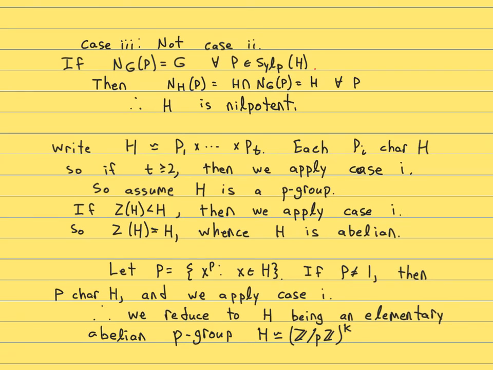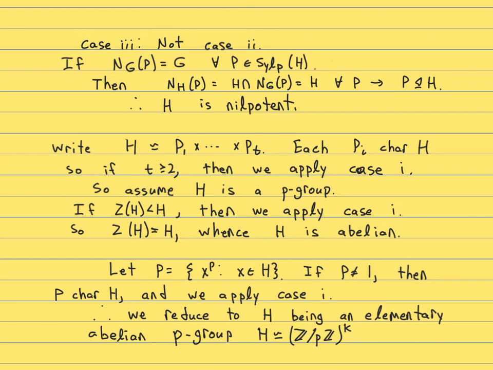All right, so let's suppose that we're not in case 2. So in other words, for every Sylow P subgroup of H, the normalizer in G of P is G. Well, that means that when you intersect this normalizer with H, you get the normalizer in H of P. Well, you also get H. It's for every Sylow subgroup. Well, this means that P is a normal subgroup of H for all Sylow P subgroups. And that's one of the equivalent definitions for being nilpotent. So H is a nilpotent group.